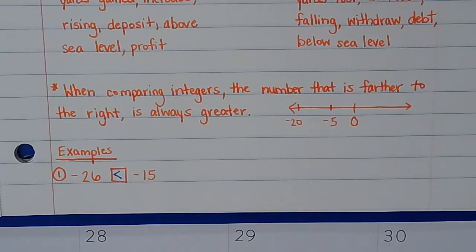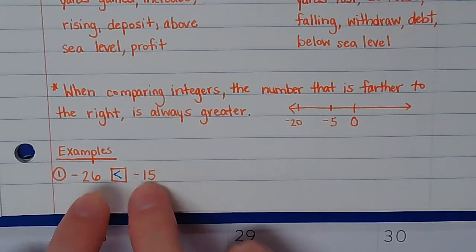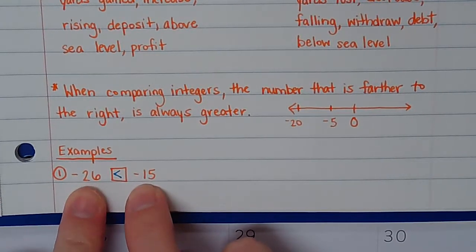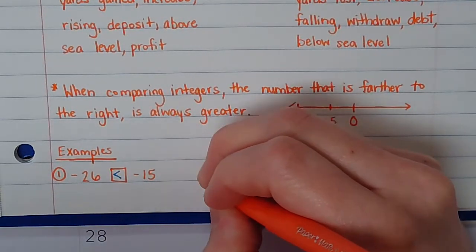All right, another thing you can think of with negative numbers, whichever one's closer to 0 is going to be the bigger one. That's only with negatives. All right, so if you have two negative numbers, whichever one is closer to 0 will be the bigger number, which sounds weird because you don't want to be close to 0, but with negatives you do.